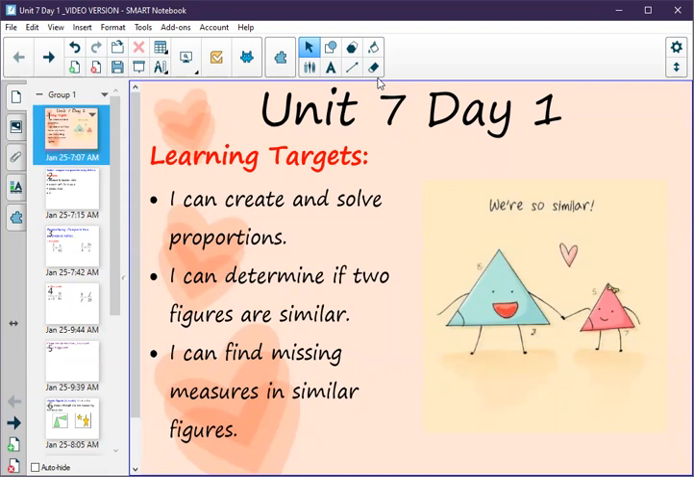We are starting Unit 7 today, Unit 7, Day 1, a completely new unit. We're going to look at creating and solving proportions, determining if we have similar figures, and then, knowing that we have similar figures, finding missing measures in them.